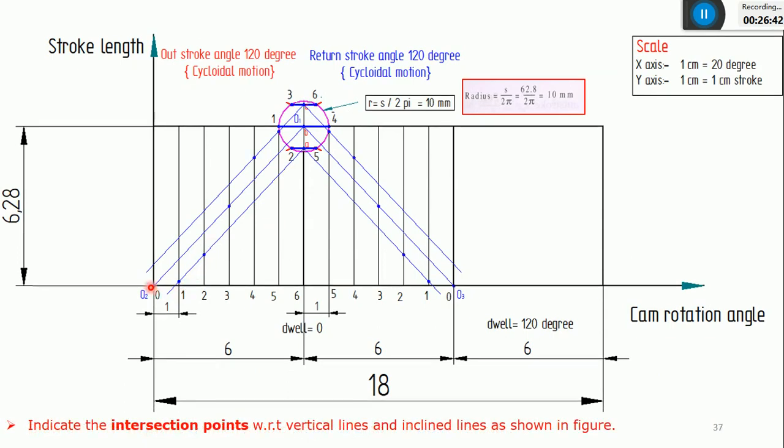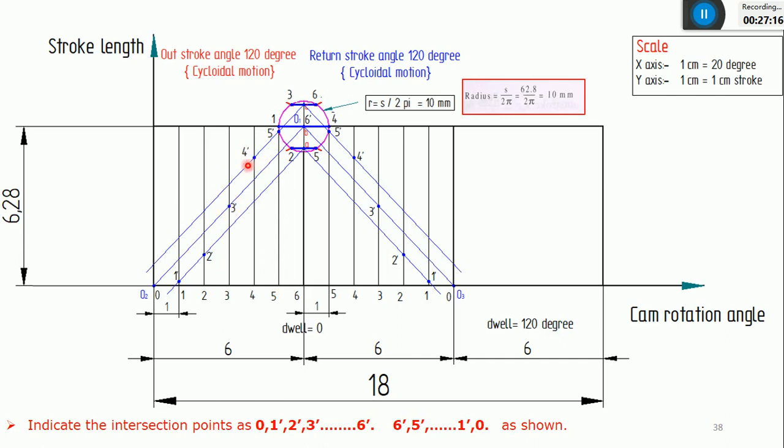You can see this is the first one, and after this, this is a first inclined line which is coming from point A. It is intersecting the first line at this point, so it will be 1 dash. The same line is also intersecting the second vertical line at this point. It will be 2 dash. And you can see the second inclined line which is coming from point B. It is intersecting the third vertical line at this point. So this intersection point is 3 dash.